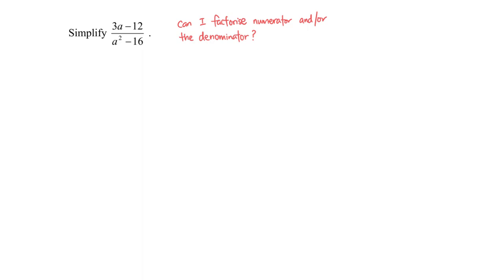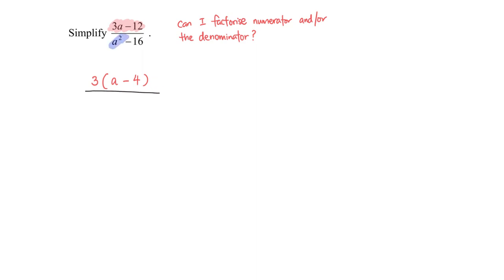Alright, so for the first part here, 3a minus 12, I saw that there is a common factor 3. So I'm going to take out 3 as the common factor. I'm left with a minus 4. 3 times 4 is 12.